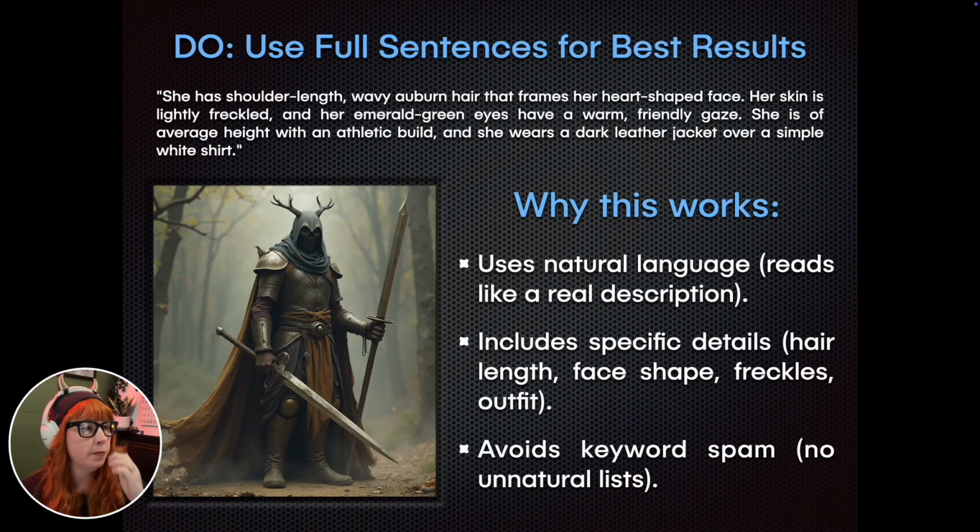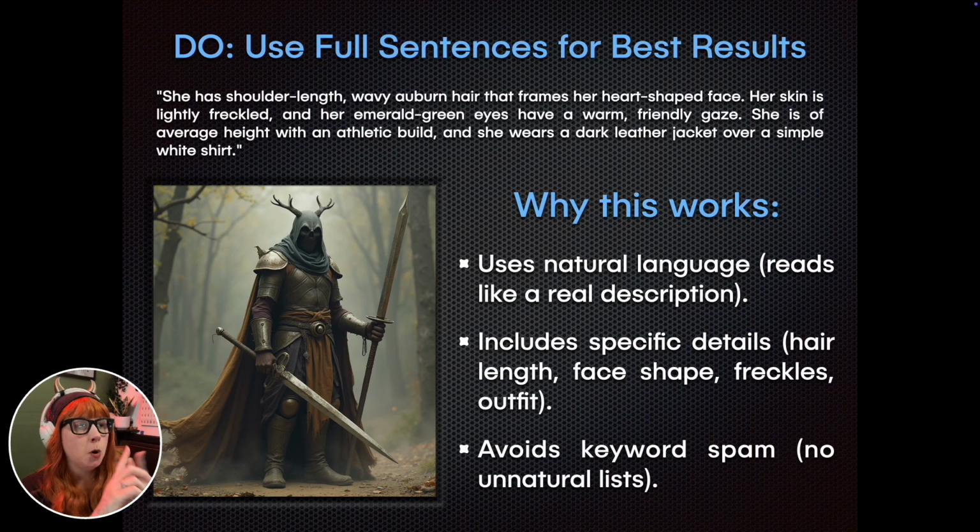So let's go here. Use full sentences for best results. She has shoulder-length, wavy auburn hair that frames her heart-shaped face. Her skin is lightly freckled, and her emerald green eyes have a warm, friendly gaze. She is of average height with an athletic build, and she wears a dark leather jacket over a simple white shirt. This is what I was saying before. If your kin has a look that you want consistent, include the look. Don't add that if you don't want them to have that.